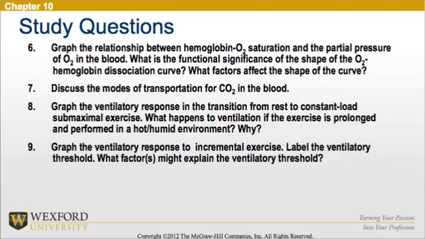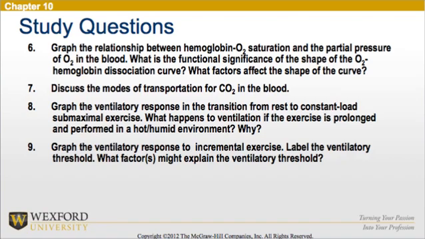6. Graph the relationship between the hemoglobin oxygen saturation and the partial pressure of oxygen in the blood. What is the functional significance of the shape of the O2 hemoglobin dissociation curve? Also, what factors affect the shape of the curve? 7. Discuss the modes of transportation for carbon dioxide in the blood. 8. Graph the ventilatory response in the transition from rest to constant load submaximal exercise. What happens to ventilation if the exercise is prolonged and performed in a hot, humid environment, and why?